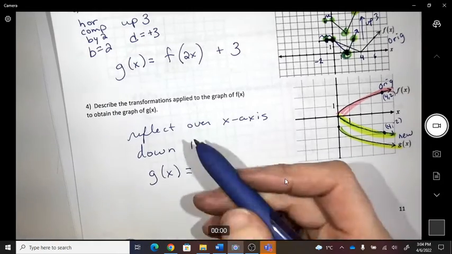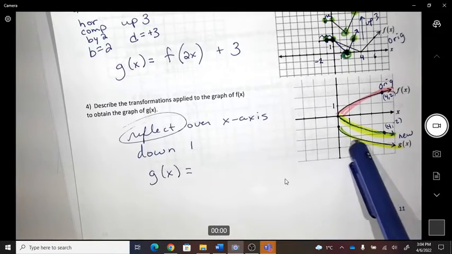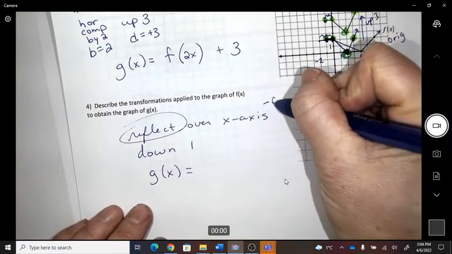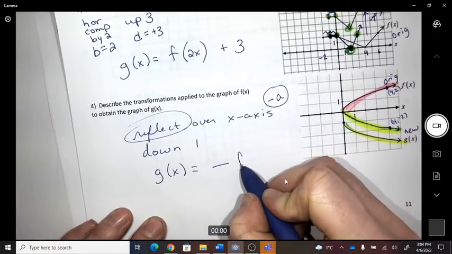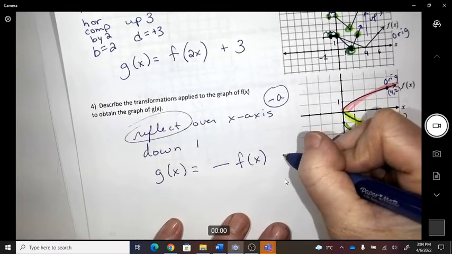Tell me with this reflect, which one is negative, the A or the B? With how it reflected? Negative A. So negative f of x. And then down 1.